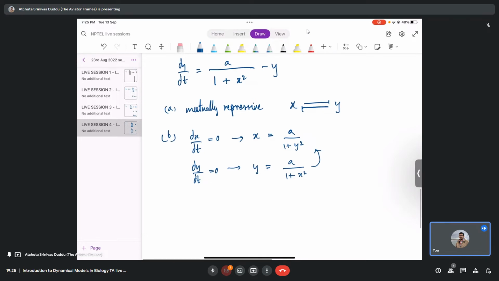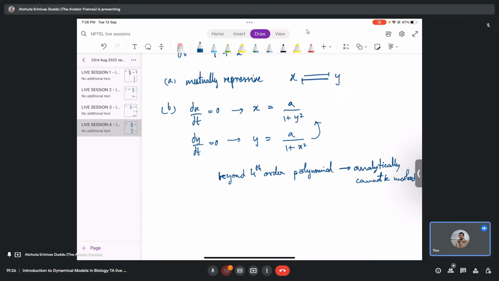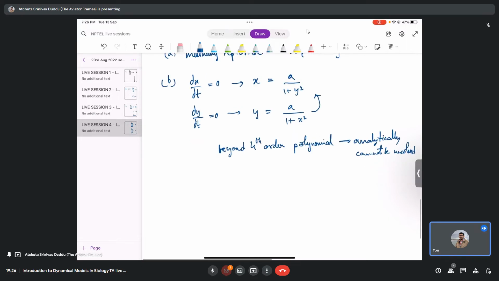So polynomial equations beyond fourth order cannot be solved analytically with a particular method. Of course, if you know certain tricks, or can break them down into forms for certain kinds of equations, their methods are there. But as such, there is no general method where you can solve beyond fourth order polynomials. So this essentially cannot be solved analytically by hand. So either you go to numerical methods to solve these equations. Here we'll just try to see what happens graphically.